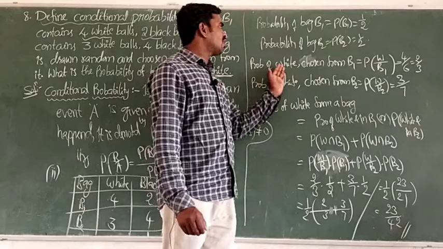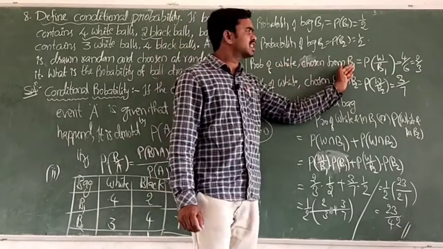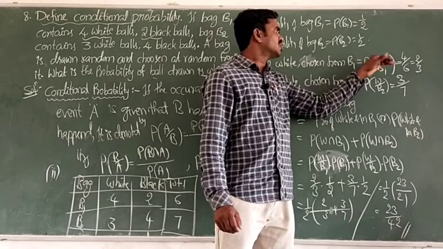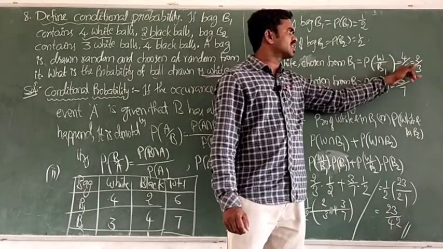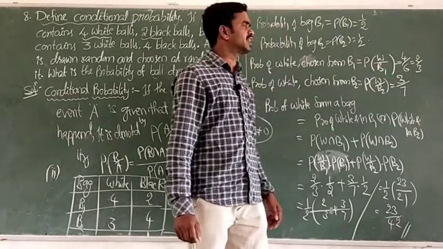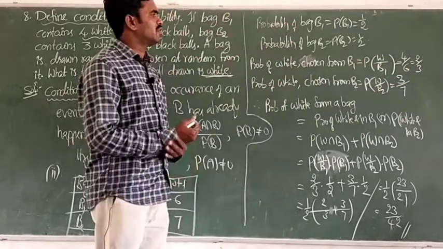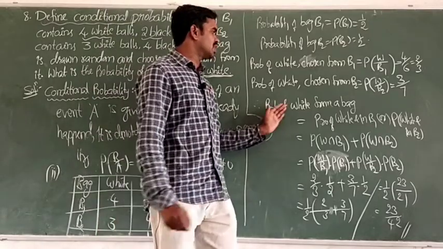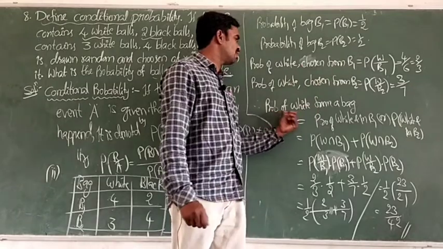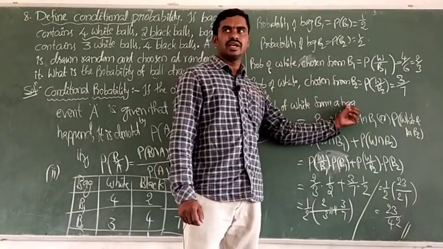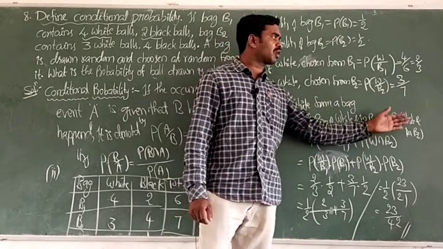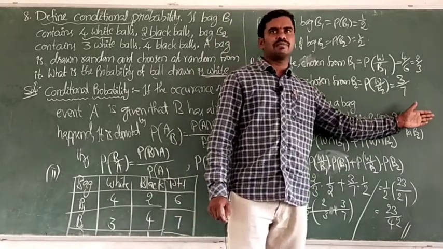Next, probability of white chosen from B1. See here, already bag B1 has happened, so probability of white. In bag B1 there are total 6 balls and 4 white balls. So 4 by 6 is the probability, that is 2 by 3. Similarly, probability of W by B2. Now we should find the probability of white. That may be any bag. So that's why I have written probability of white from a bag. A bag means what? Maybe probability of white ball in bag B1 or probability of white in bag B2.